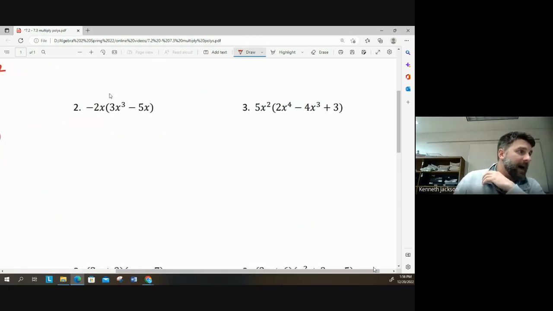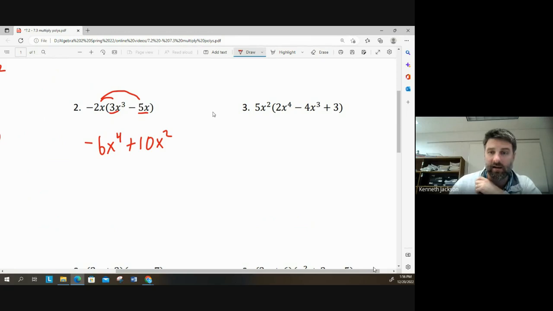On number 2, I take this -2x and I distribute it. I multiply. There are 2 terms on the inside of the parentheses, so I multiply it to both of them. -2 times 3 is -6. x times x to the third would be x to the fourth. -2 times -5 is +10. Negative times a negative, positive. And x times x is x squared. They don't go together. They're not like terms.